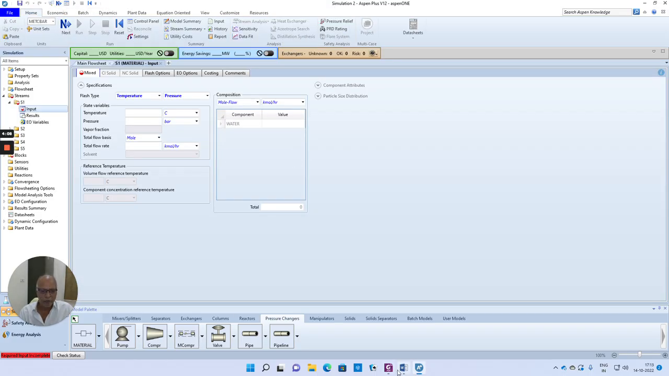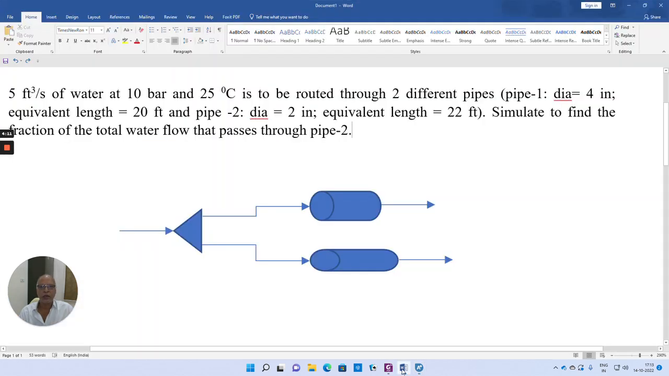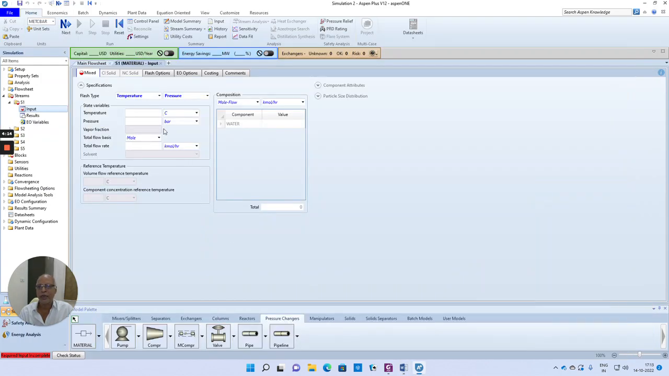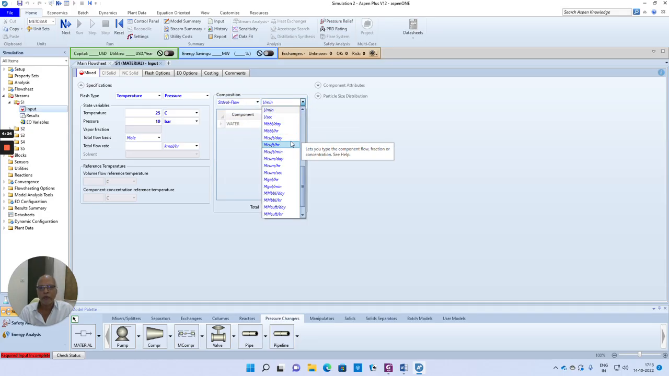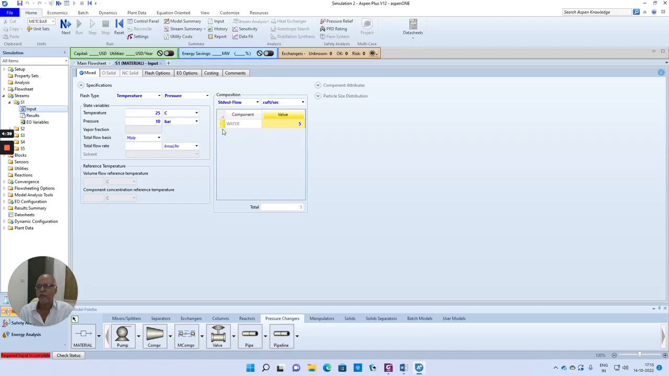Now you are already given this condition, water at 10 bar and 25 degrees centigrade. So let me add those details. And the flow rate is given in terms of volumetric flow rate, which is cubic feet per second, given as 5. Right? So we were able to define three values. There is only one component, thereby satisfying the degrees of freedom for a stream involving one component. So go to the next input screen.